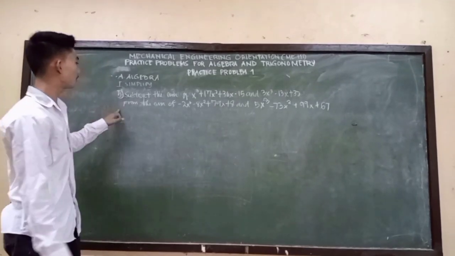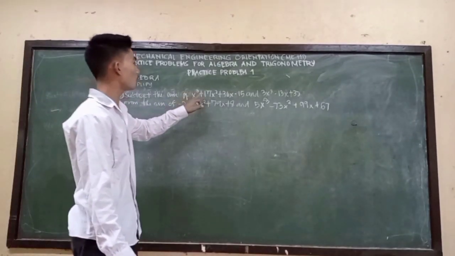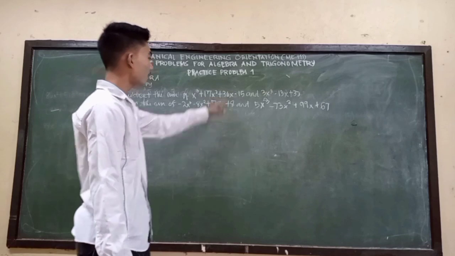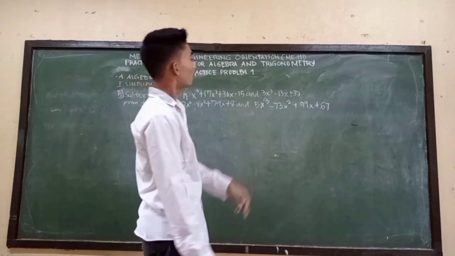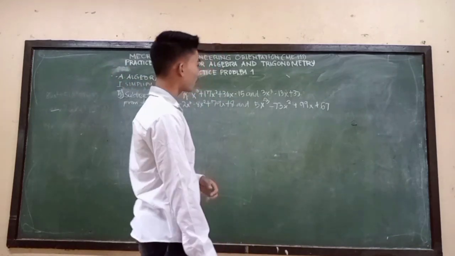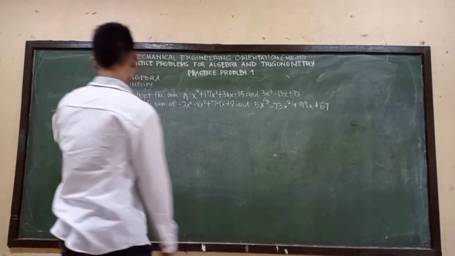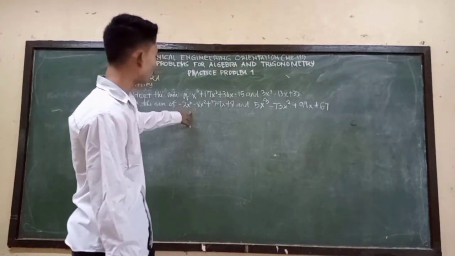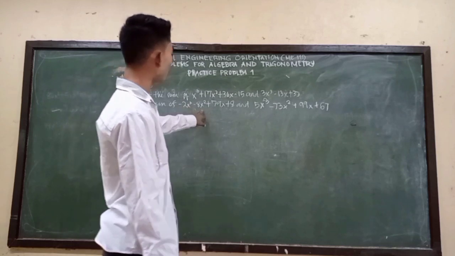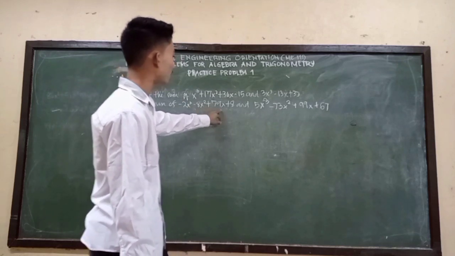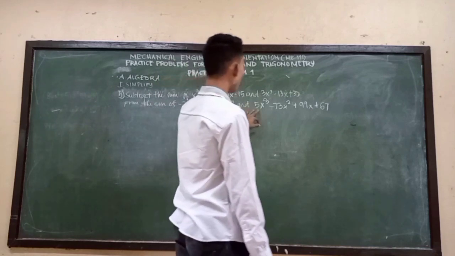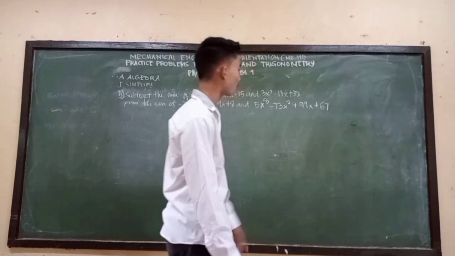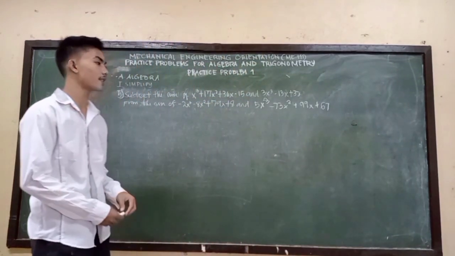Here is our problem number 5. Subtract the sum of x cubed plus 17x squared plus 36x minus 15 and 3x cubed minus 13x plus 33 from the sum of negative 2x cubed minus 8x squared plus 79x plus 8 and 5x cubed minus 73x squared plus 99x plus 67.